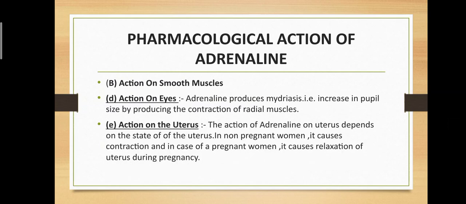Fourth type, action on eyes. Adrenaline produces mydriasis, that is an increase in pupil size, by producing contraction of radial muscles. Last, action on uterus. The action of adrenaline on the uterus depends on the state of the uterus. In non-pregnant women, it causes contraction, and in pregnant women, it causes relaxation of the uterus during pregnancy.